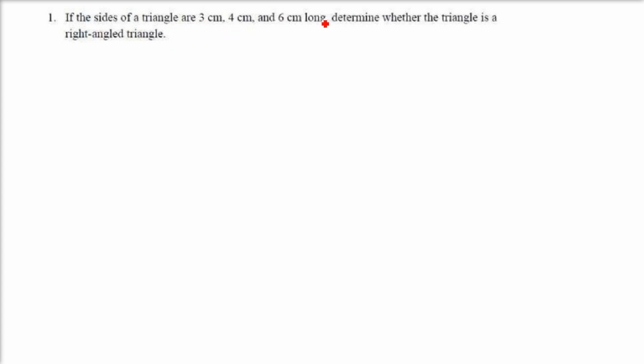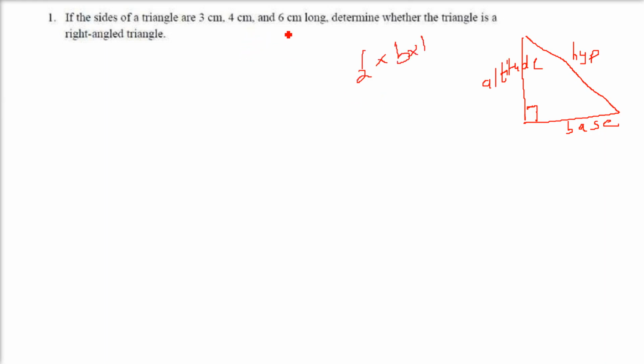Let's be on Pythagoras theorem. You have to understand that if this is a triangle and one of the angles is 90 degrees, say this angle is 90 degrees, then the side opposite to this angle is the hypotenuse. This is the base. This could also be the base, and this is the altitude. So the area will be half into base into altitude.